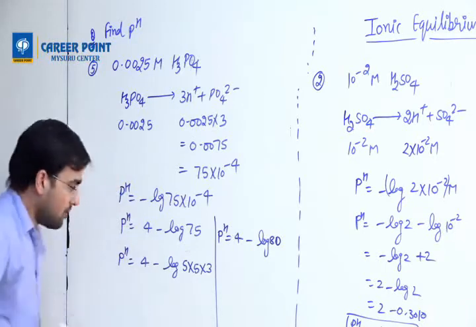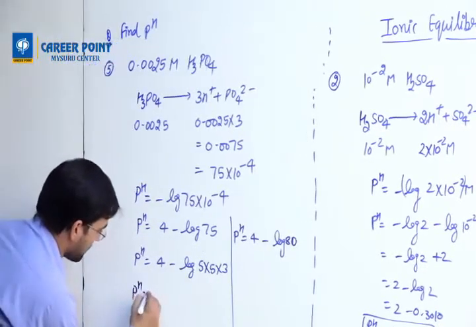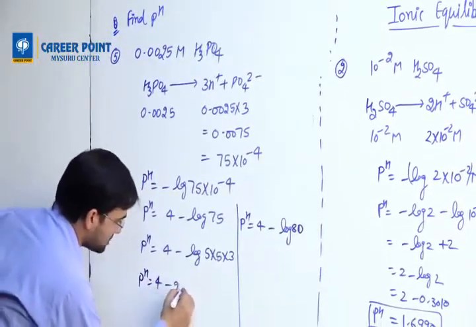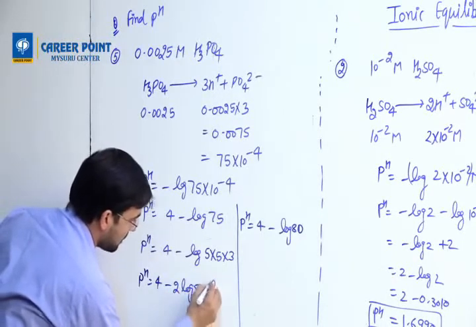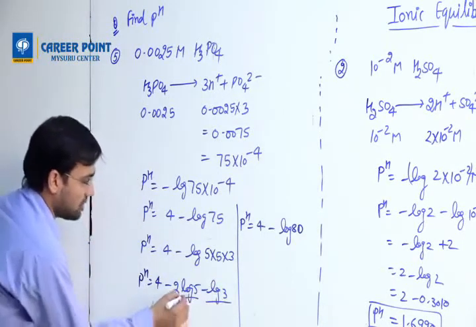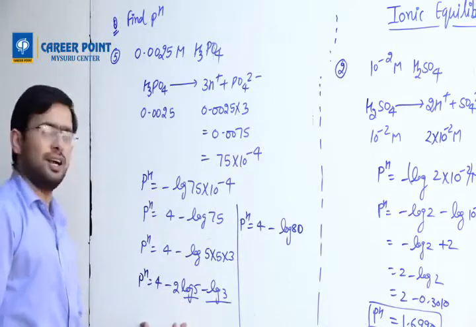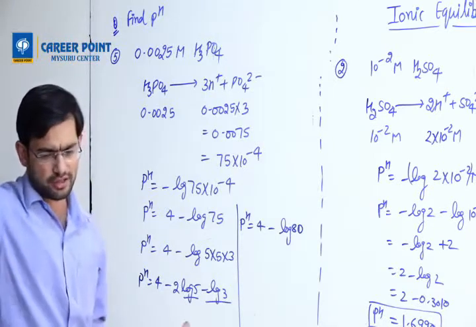How do I do it properly? pH equals, I can proceed, right? 4 minus 2 log 5 minus log 3. Now log 3 you know, log 5 you know, put the values and get the answer. This is an easy job, right?